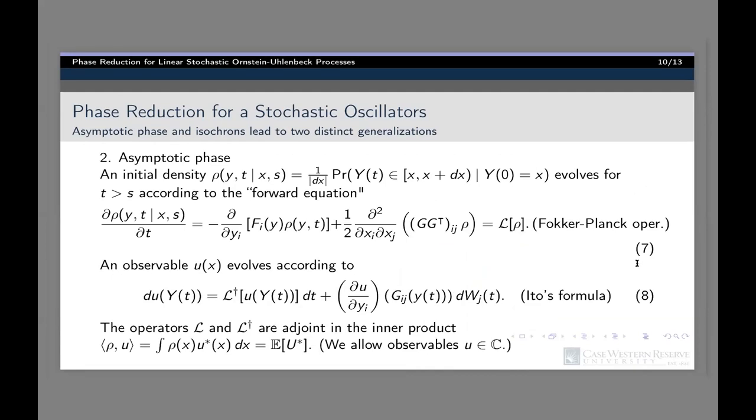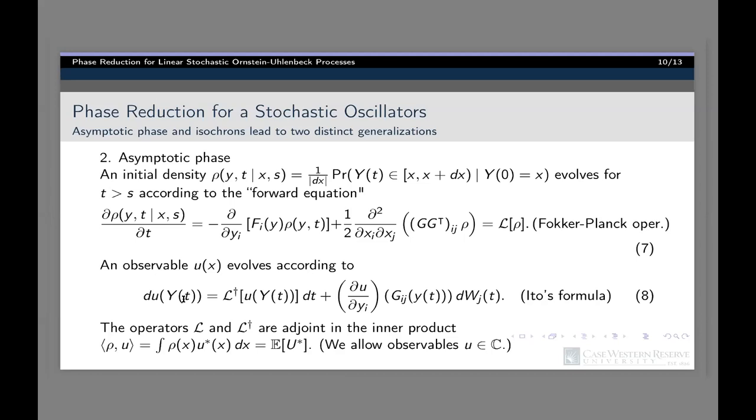The second one, which is the one I'm going to focus on for the rest of the talk, is generalizing the asymptotic phase. So what's happening here is we take the density, and the density evolves forwards in time. So this is the density of trajectories at a location y. Now I have a typo. That should be y and y plus dy, not x. The density evolves according to the Fokker-Planck equation or the Kolmogorov forward equation, where you've got this same part that looks like the Liouville equation, and you have the diffusion part that comes from the noise effect.